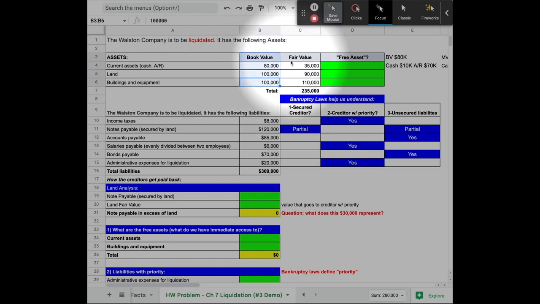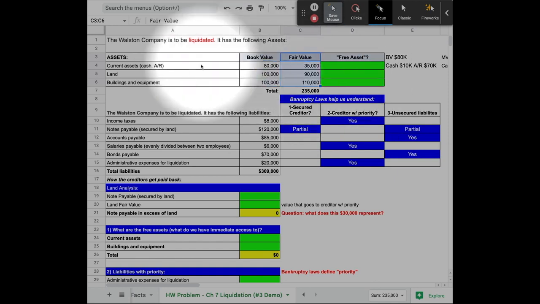In a bankruptcy, what happens though is we look at the books and we say, okay, this company's going out of business and the assets are not worth what's on the books. We have to go out and actually measure how much value is there today. What's the current market value?